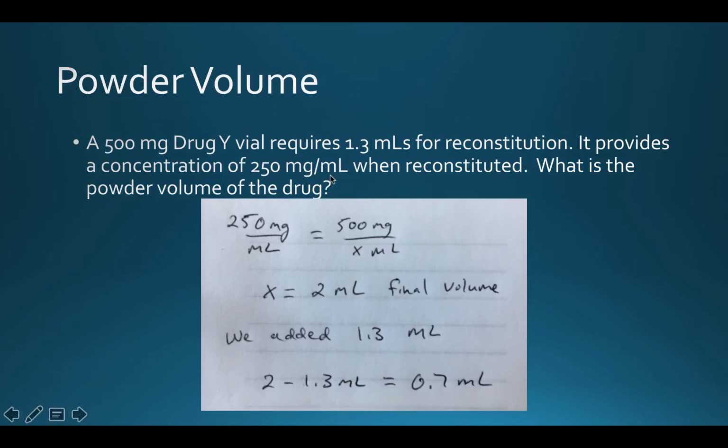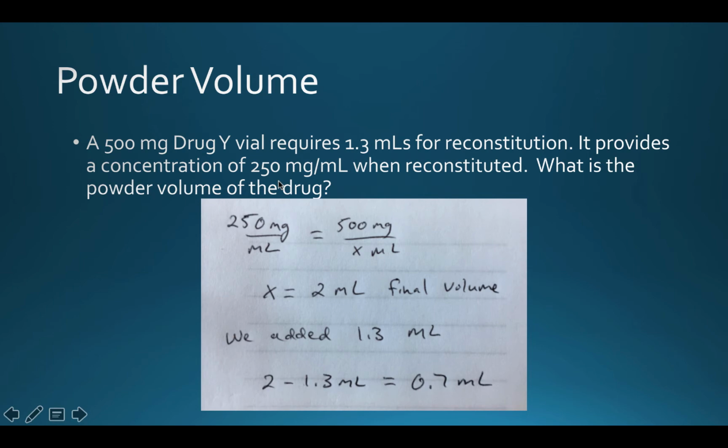Powder volume, another potential question might come up. So we've got a drug, 500 milligrams of drug Y, that requires 1.3 mils for reconstitution. If the final concentration of the drug is 250 milligrams per mil when reconstituted, what is the powder volume? So figuring out, okay, we've got 250 milligrams per mil, so what do we know? I think you can probably do this in your head.